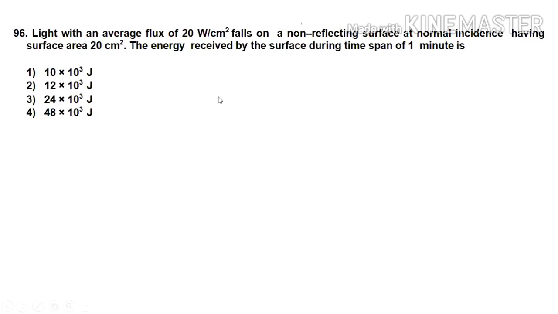Now we'll see the next question, question number 96. Light with an average flux of 26 Weber per centimeter square falls on a non-reflecting surface at normal incidence, having surface area 20 centimeters square. The energy received by the surface during a time span of 1 minute. We know the expression for the intensity of light: it is nothing but energy upon area into time. But here they are asking us to calculate the energy.